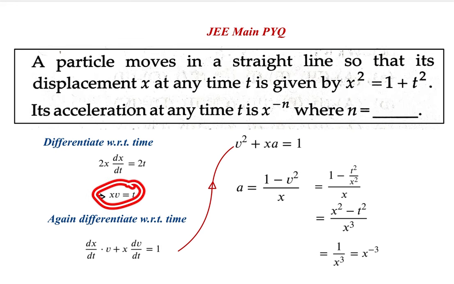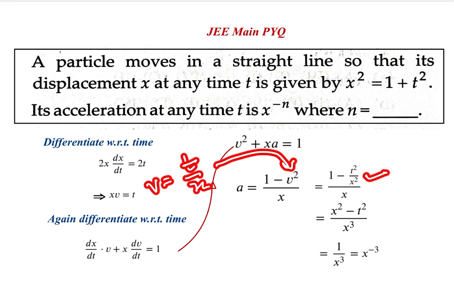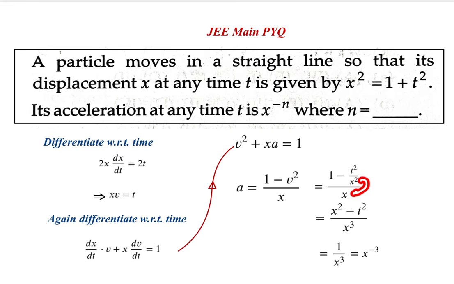Now from here, take the value of v from this equation, so the value of v will be t by x. Put it here. So we get (1 minus t square by x square) upon x. So take the LCM of x square, then we get x square minus t square in the numerator, and x square goes to the bottom, we get x cube. So this is the expression for acceleration.